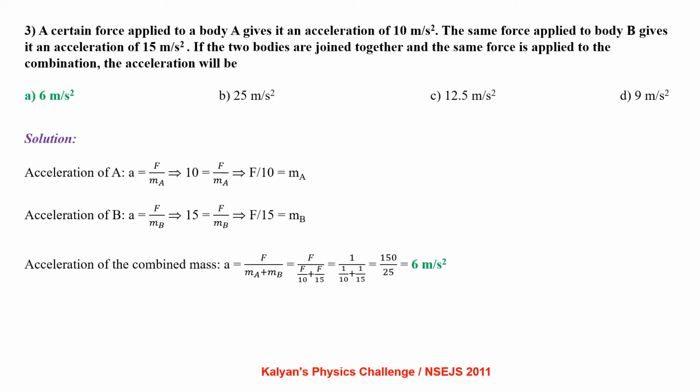A certain force applied to a body A gives it an acceleration of 10 meter per second square. The same force applied to body B gives it an acceleration of 15 meter per second square. If the two bodies are joined together and the same force is applied to the combination, the acceleration will be? Acceleration of body A equal to F by ma. So 10 equal to F by ma, from which we get ma equal to F by 10. On similar lines, we get mb equal to F by 15. Now since the two masses are combined, the total mass of the system will be ma plus mb. So acceleration equal to F by ma plus mb. Writing the values of ma and mb in the expression, we get the acceleration of the combined mass to be 6 meter per second square.